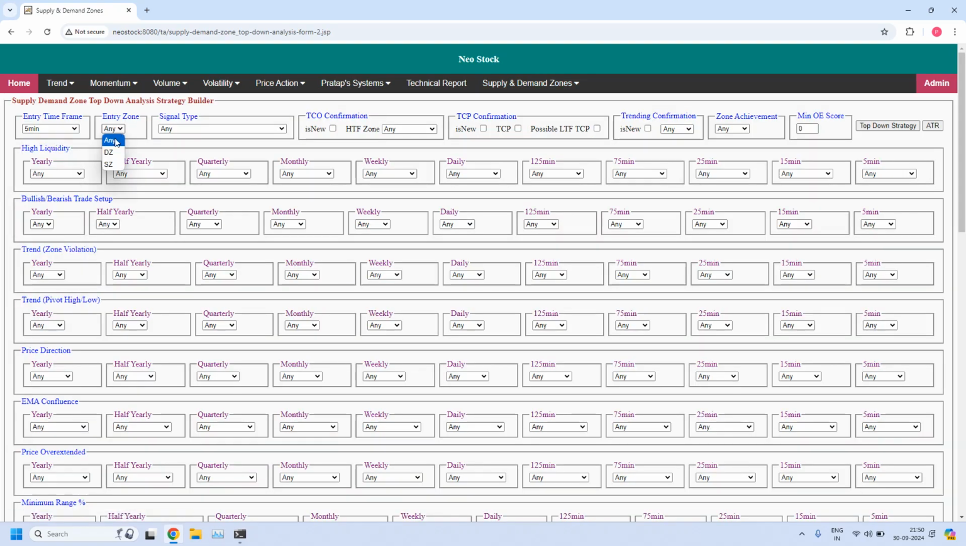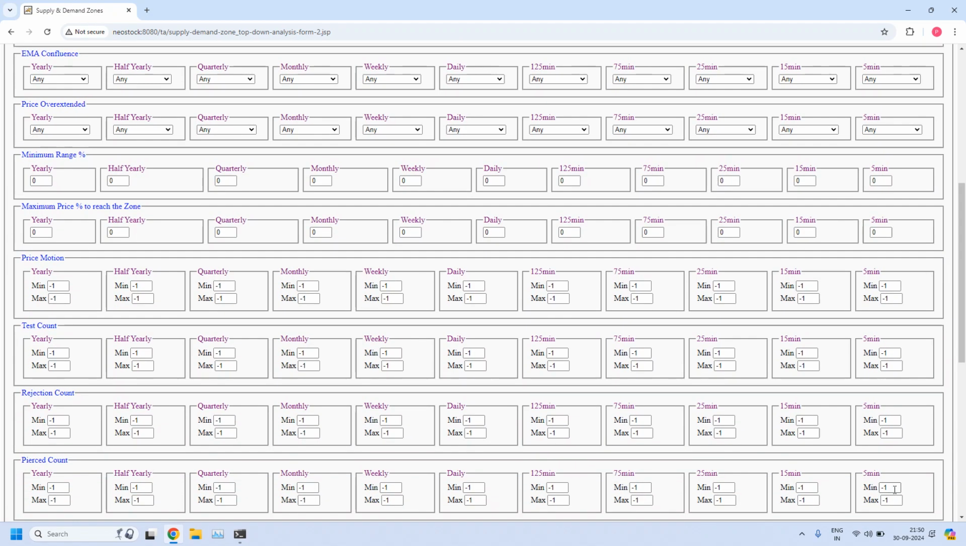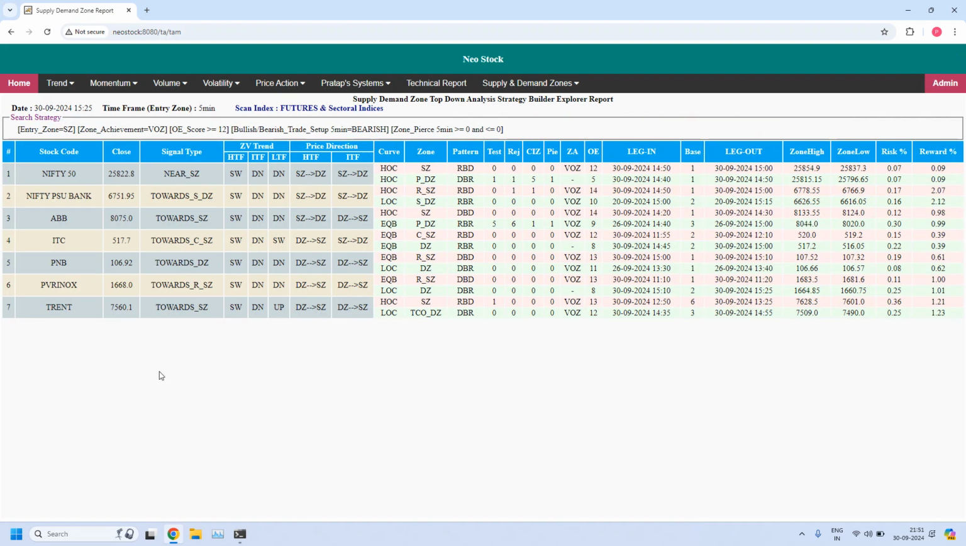Entry time frame is 5 minutes. Entry zone should be supply zone. In bullish or bearish trade setup, at 5 minutes, I am selecting bearish. This 5 minute supply zone should not be pierced. So in the pierced count, at 5 minutes time frame, I'm setting minimum value 0, maximum value 0, zone achievement violated opposing zone, minimum odd enhancer score is 12, and all the 3 filters are applied to 5 minutes supply zone. Now 7 stocks are filtered, and all these 7 stocks are currently supporting bearish trade setup for hourly income trade, that is entry time frame 5 minutes.